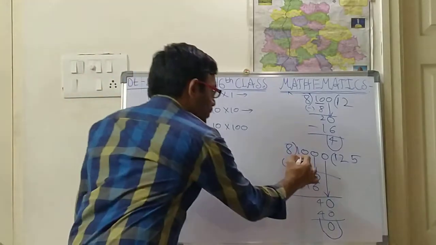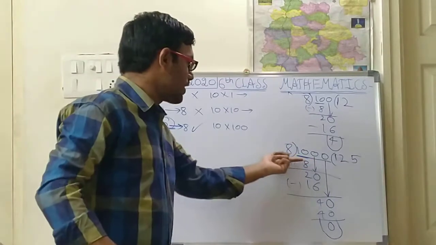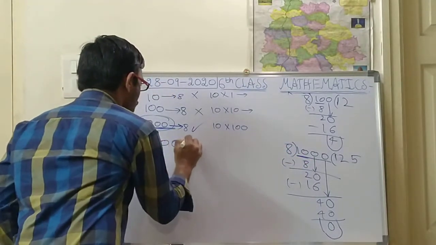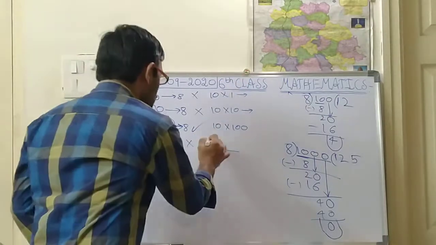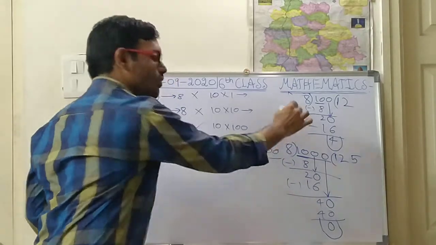How? Because it is a multiple of 1000. Is it right? So 1000 is divisible by 8. That means here what you are supposed to check. So all the multiples of 1000 are divisible by 8. Okay. So 1000 into 2, that is 2000. This is also divisible by 8.